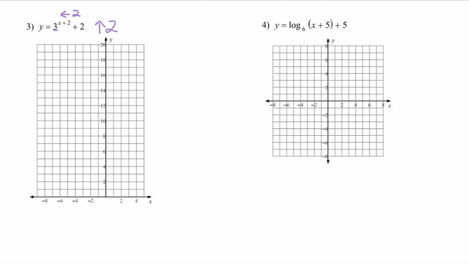Now the transformations only matter if you know what 3 to the x should look like, and if you don't know off the top of your head, it's pretty easy to figure out.